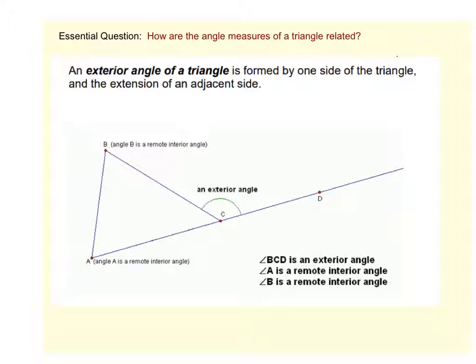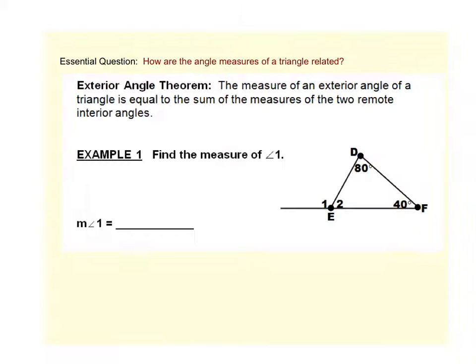This is getting annoying. So BCD is an exterior angle because it is outside of the triangle. Exterior, outside. If I told you to go to the exterior of the building, you would go outside. And then A and B are the angles that are not right next to the exterior angle, that are remote interior angles. This is just a little bit of a tab for you.